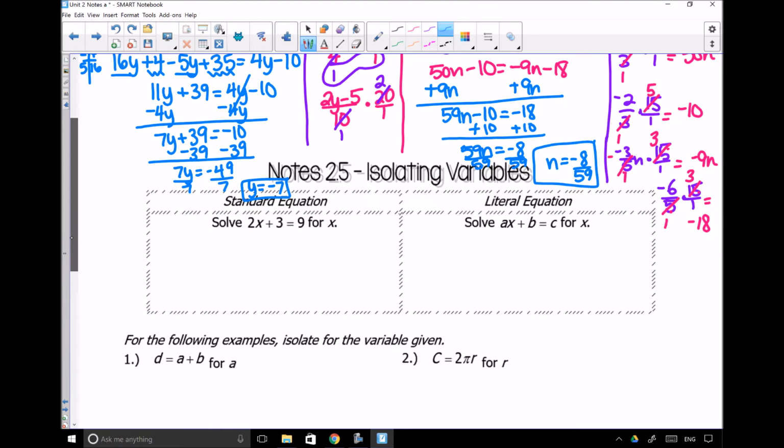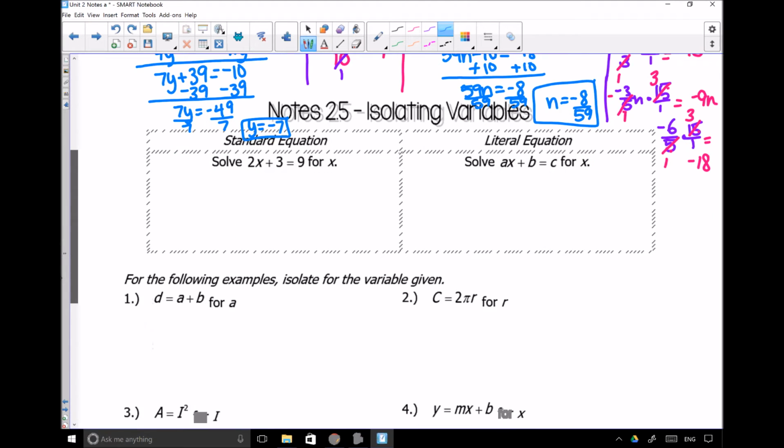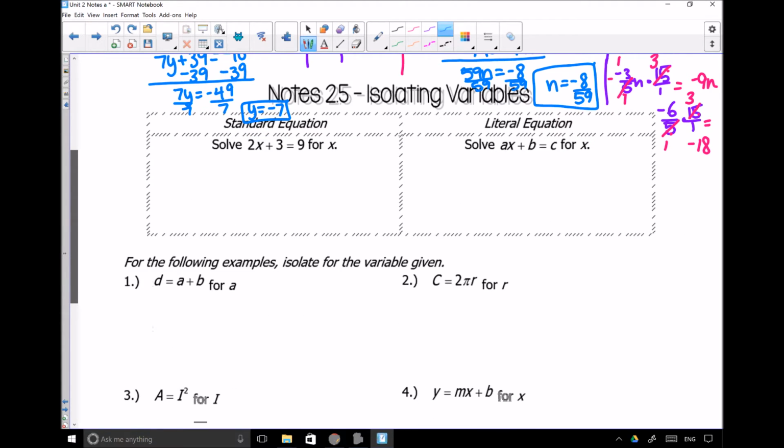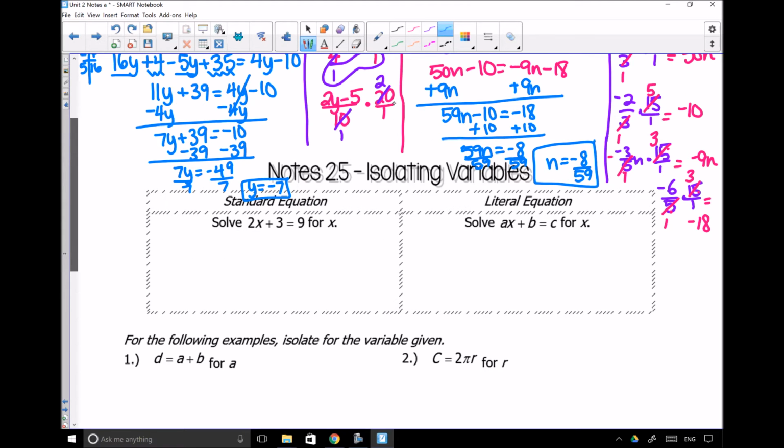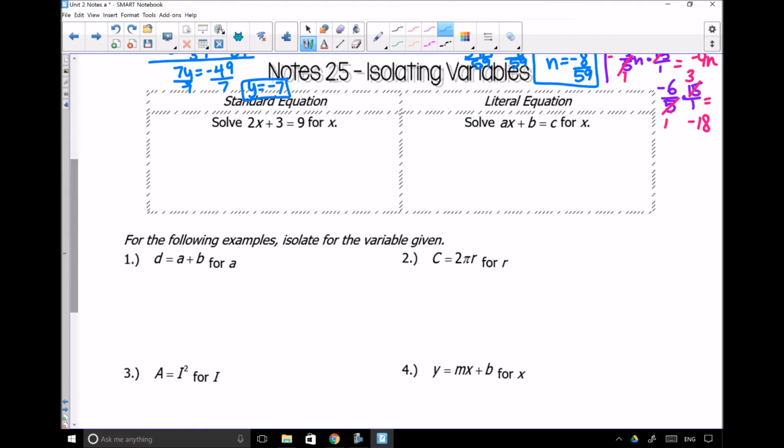All right, so we are on video 2.5 and we are looking at notes 2.5 on page 6, about halfway through our page. And what we're going to do is we're going to be working on isolating variables. So how do I isolate a variable? Well, to isolate something, it means to get it by itself, right?